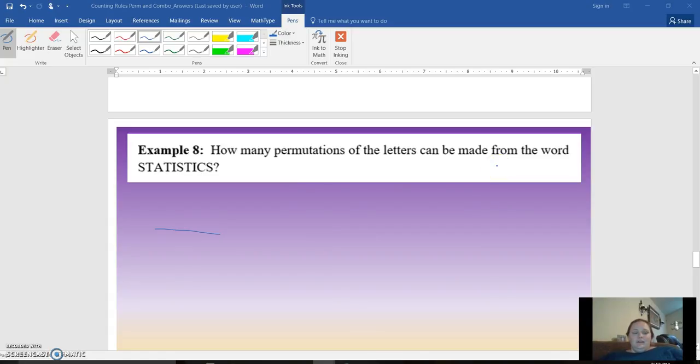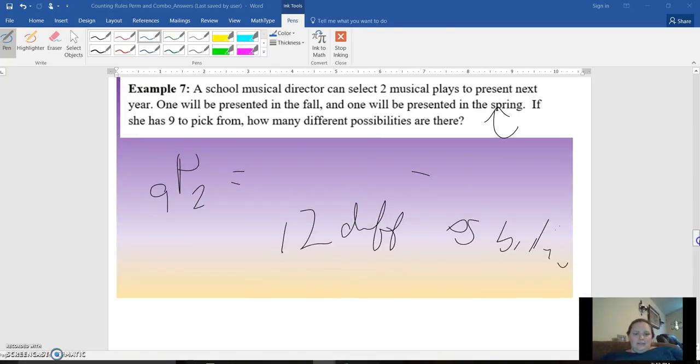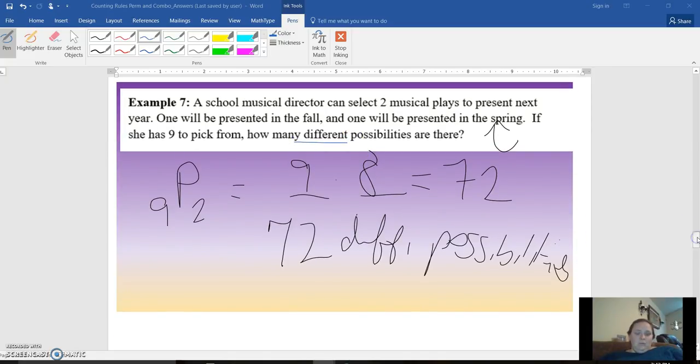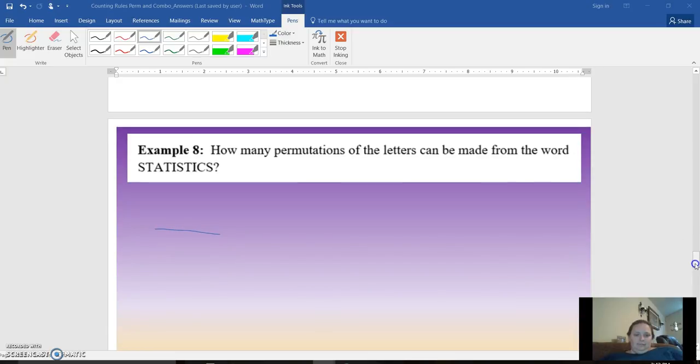Okay, how many ways is going to be, like we did these up here, and it said how many different possibilities. All right, and if I said, okay, what is the probability that it's 2 musical plays, pick 9, then you would do 1 over 72. Okay, and so that's how this is related to probability. All right, so first we figure out how many letters there are total. And then we figure out the different letters.